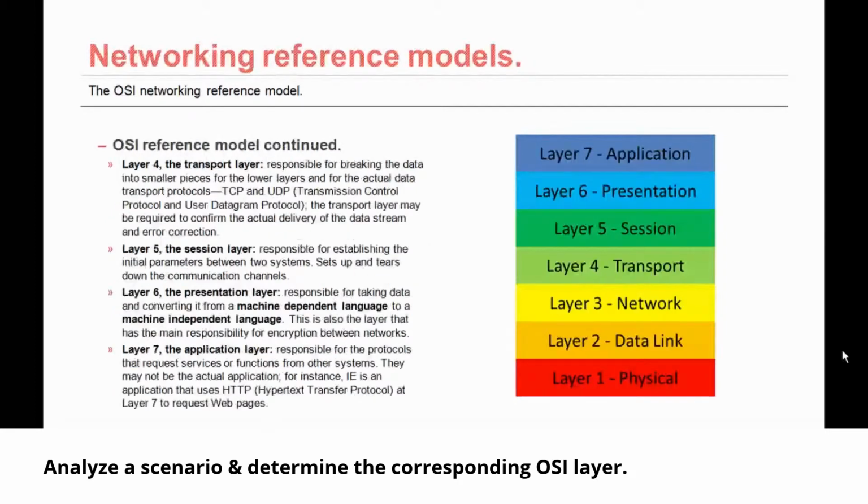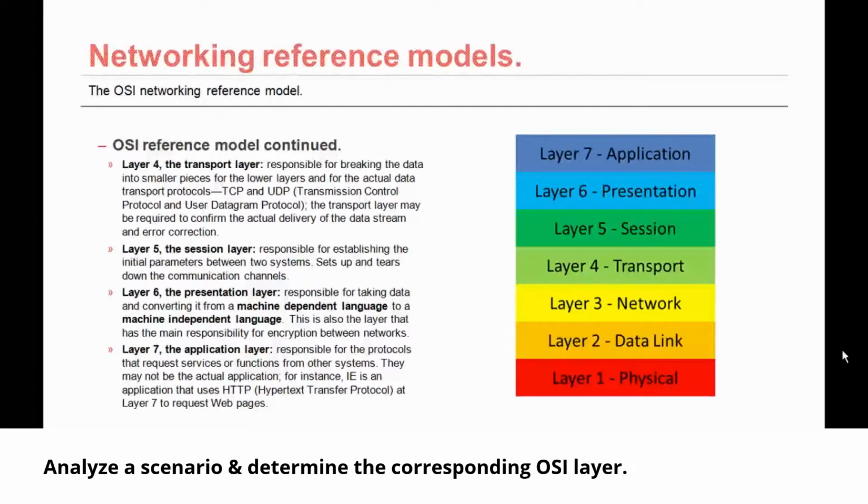Then there's Layer 4, the transport layer. It's responsible for breaking the data into smaller pieces for the lower layers and for the actual data transport protocols, two of which are TCP and UDP. The transport layer may be required to confirm the actual delivery of the data stream, and it may be required to offer error correction. And it does this through the use of TCP, or Transmission Control Protocol.